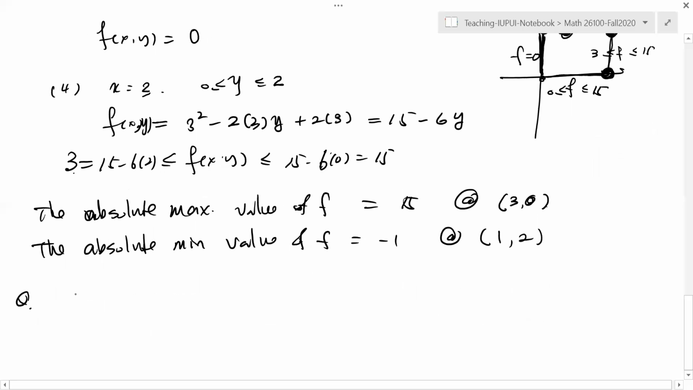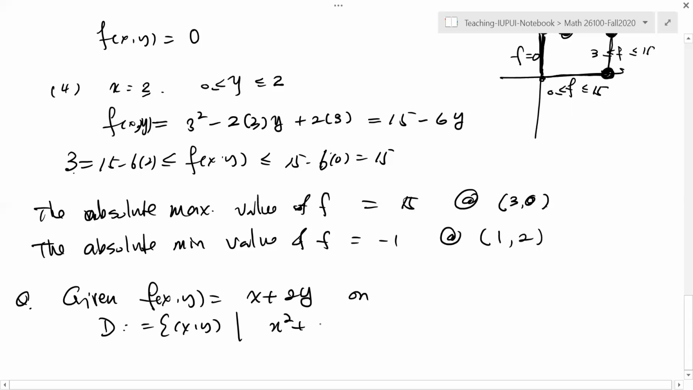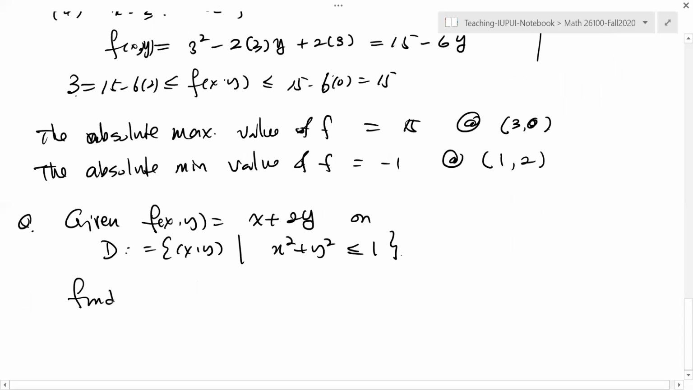Given a function, this is x plus 2y, on the domain D. Find the absolute maximum and minimum value.